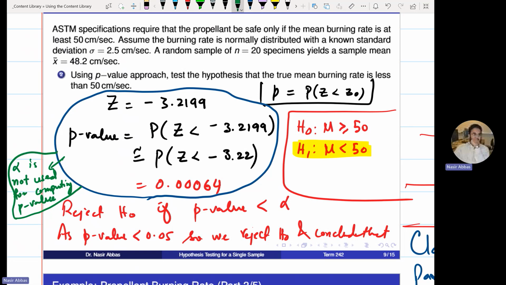Alpha is not used for computing the p-value. It is used for making the decision at the end, for comparing the p-value, whether it is small or not.